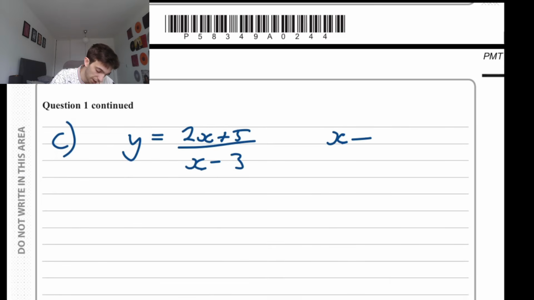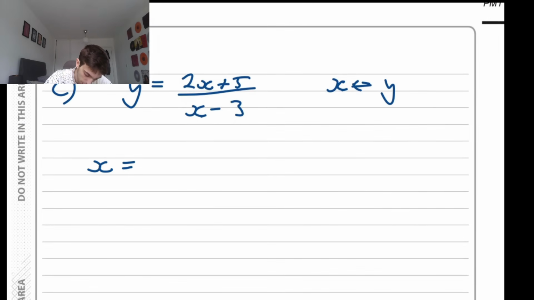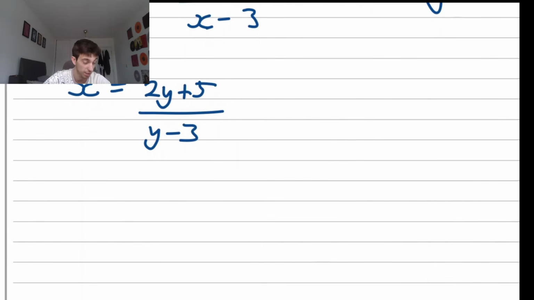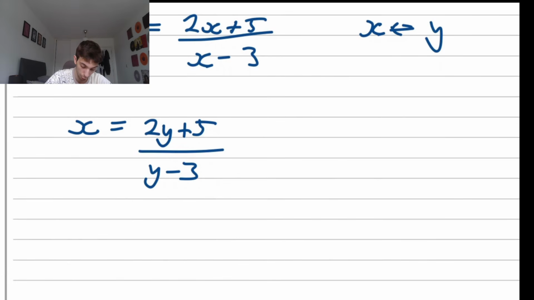We swap our x's and our y's, so we can write this as x equals (2y plus 5) over (y minus 3). What we're trying to do now is make y the subject of the formula to find the inverse function. So we're going to multiply it through by y minus 3.